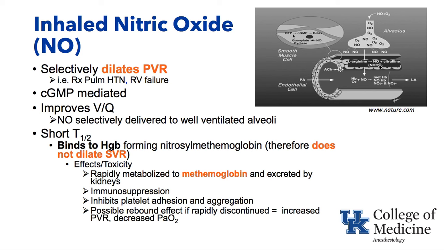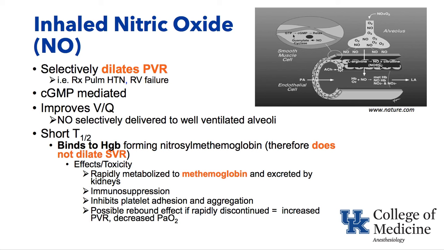So the patient with severe pulmonary hypertension and right heart failure, you can see how inhaled nitric oxide could be beneficial. Unload the right ventricle and decrease the pulmonary blood pressure. It has been used in patients with ARDS in an attempt to improve VQ matching. It has a very short half-life and does not vasodilate the systemic vasculature.